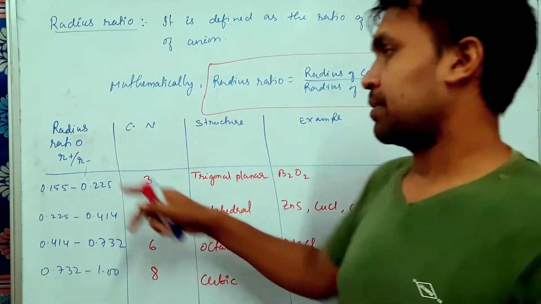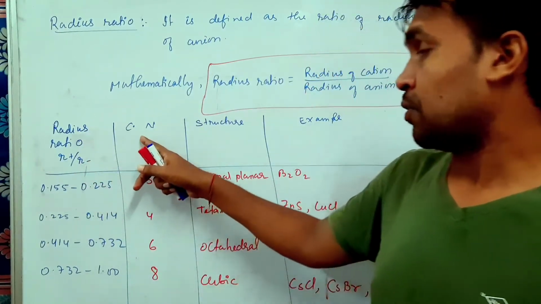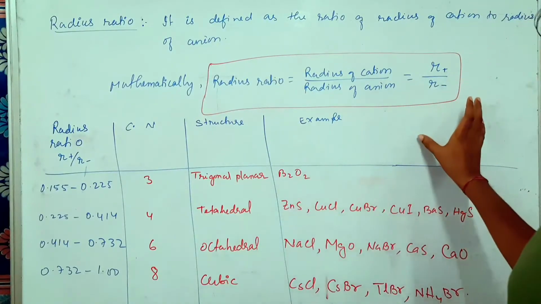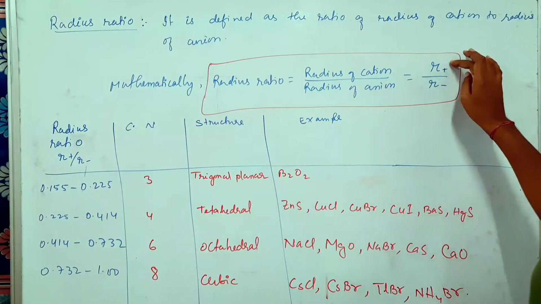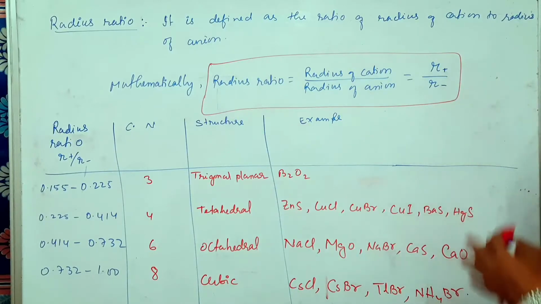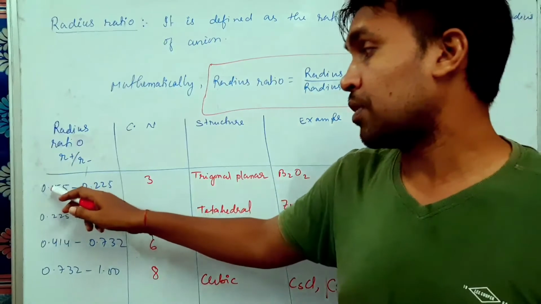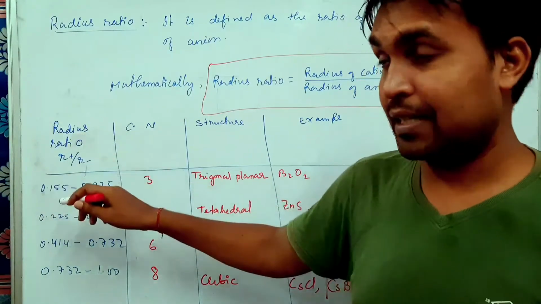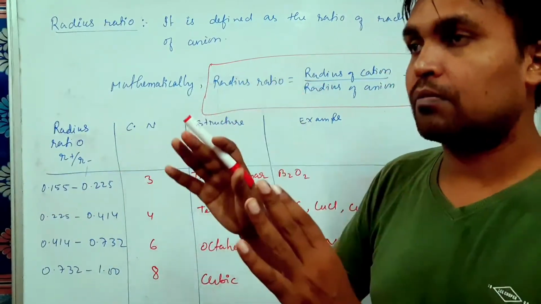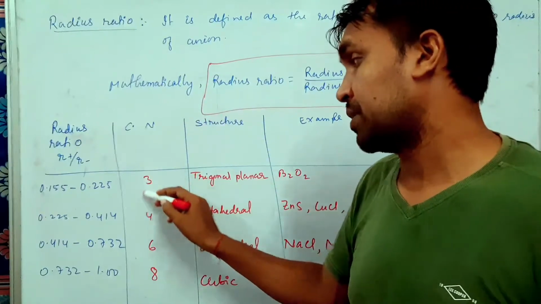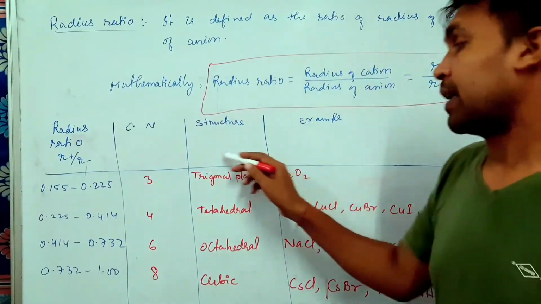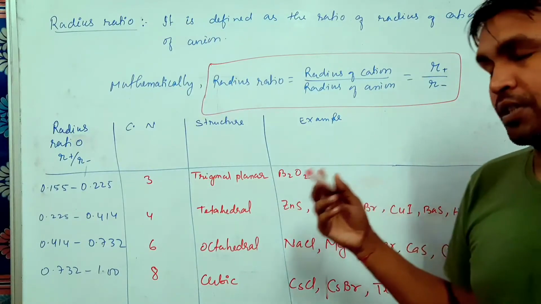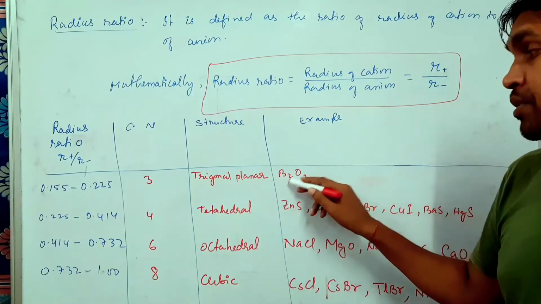Now look at the table: radius ratio, coordination number, structure, examples. When we divide the radius of cation by the radius of anion, if we get something between 0.155 to 0.225, then that particular compound's coordination number will be 3. The structure will be trigonal planar, and an example of that kind of structure is B2O3.